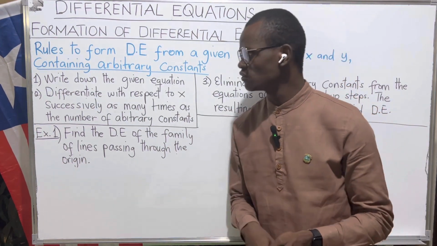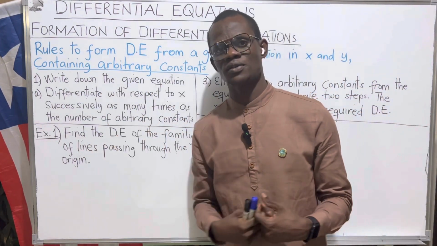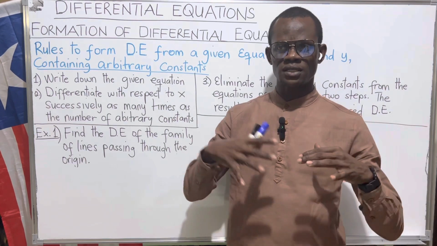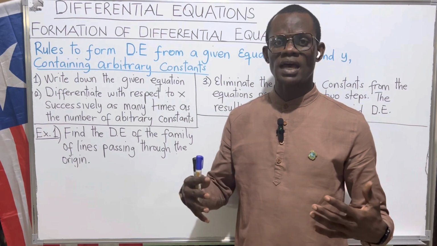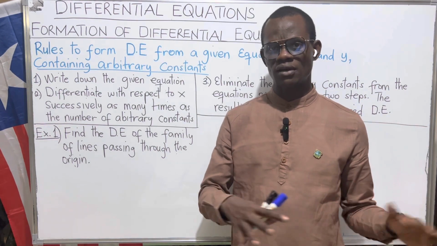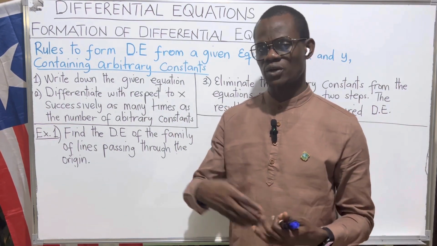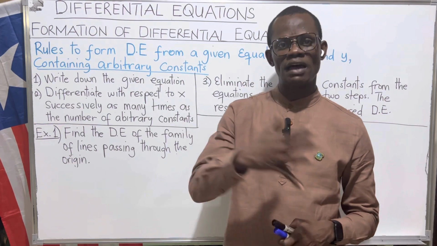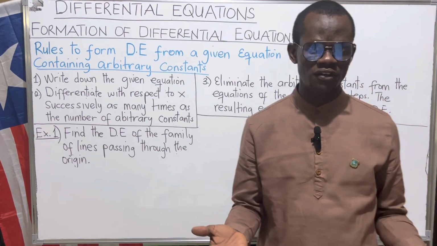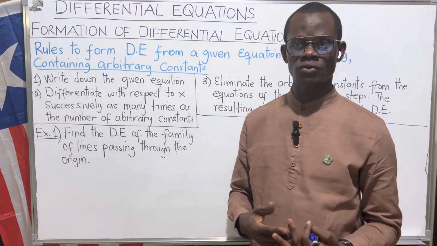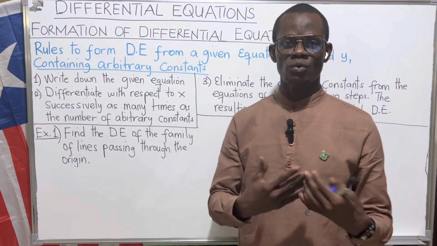We say rules to form a differential equation from a given equation in x and y containing arbitrary constants. So let's say we have a given equation, not a differential equation, that contains arbitrary constants. How do we get rid of those arbitrary constants and arrive at the differential equation? The first rule says that we must write down the given equation. Whatever equation is given to you, even if the equation is not given to you, you must derive the equation and be able to write it down.